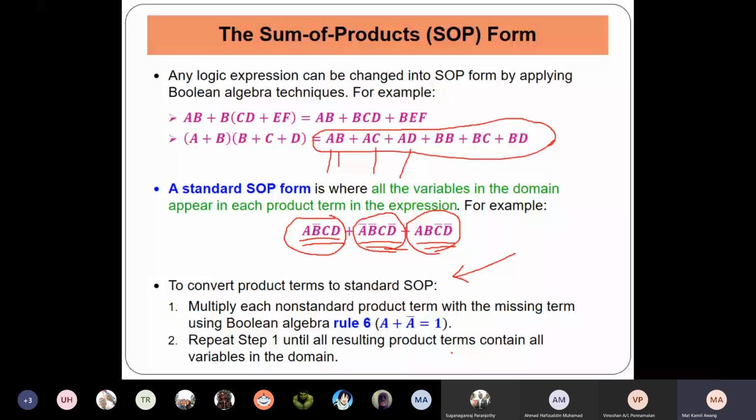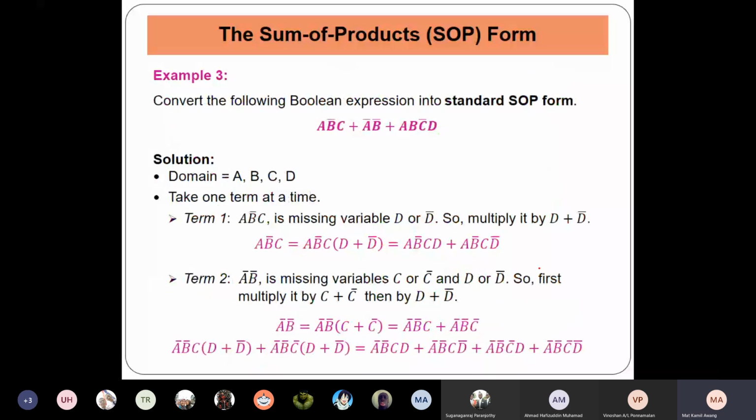Example. Let's say you have this Boolean expression. So this is not a standard form, right? And from here, you know that you have how many domains? You have four. You have A, you have B, you have C, and you have D. So the domain is four. So you take one term at a time. For the first term, you are missing D. A B bar C is missing variable D or D bar. So you multiply it by D plus D bar.